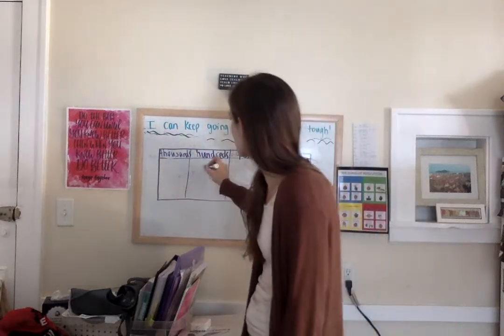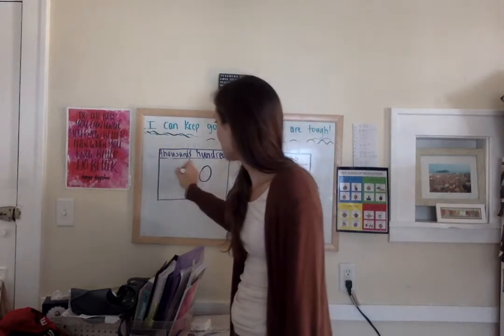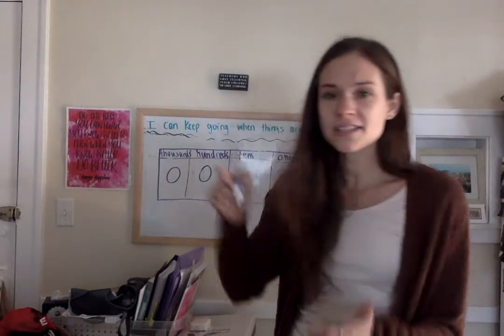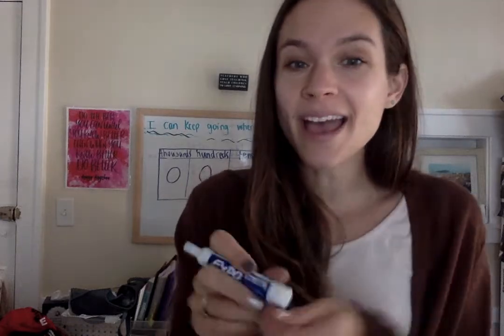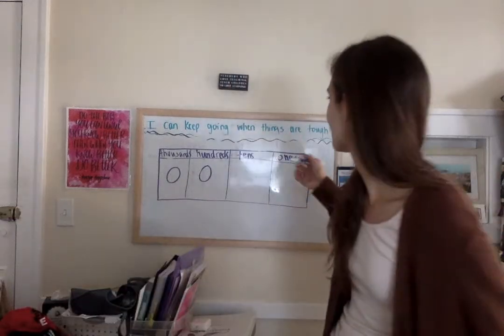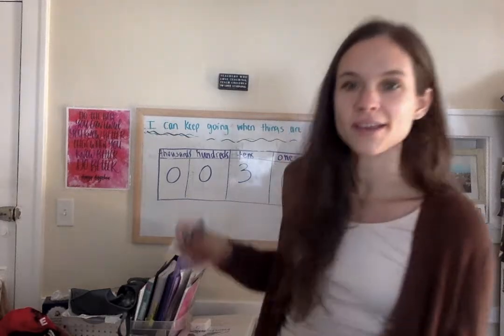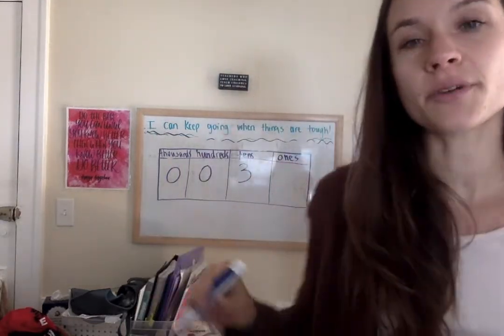How many hundreds? 0. And how many thousands? Also 0. Now let's talk about the tens. How many tens are in the number 37? How many tens? If you were thinking 3, kiss your brain. Yes, there are 3 tens in the number 37.